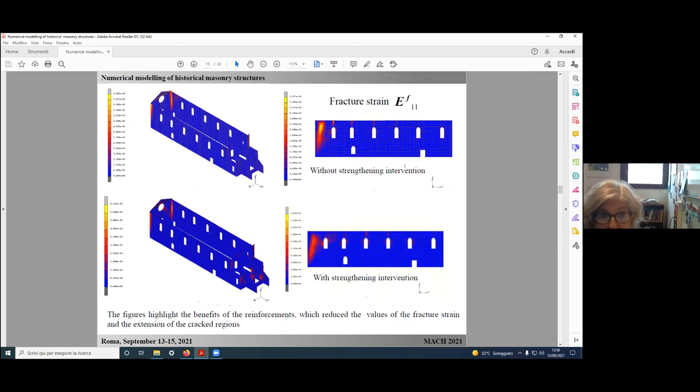So this slide here shows the crack distribution in the church and in the southern wall, without reinforcement and with reinforcement. And this figure highlights the benefits of the reinforcement, which, as you can see here, reduced the value of the fracture strain and the extension of the cracked region as well.